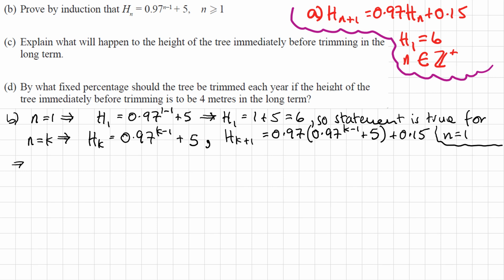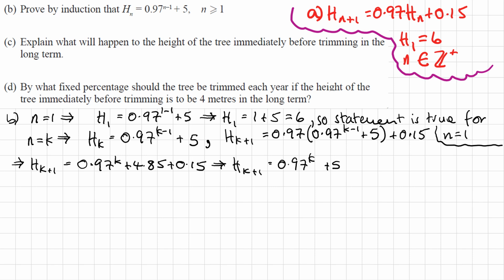What we're going to do now is expand the brackets to see what that gives us. If I multiply these terms together, this power will go up by 1, so that'll be 0.97^k. And then 0.97 times 5 gives me 4.85, plus 4.85 plus the 0.15, which is 5, so we've got Hk+1 is equal to 0.97^k + 5.